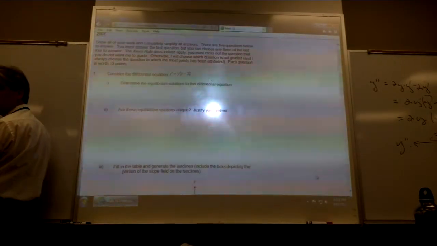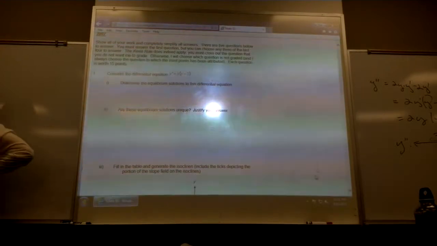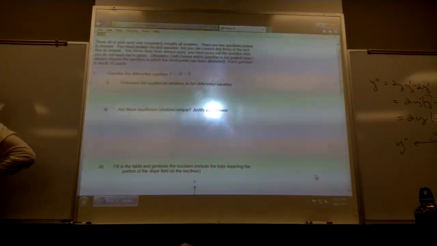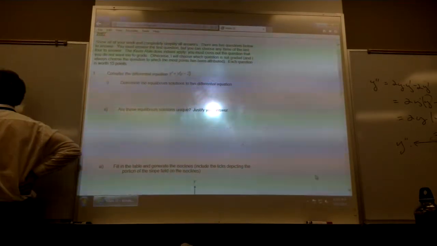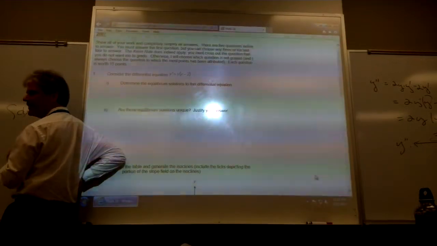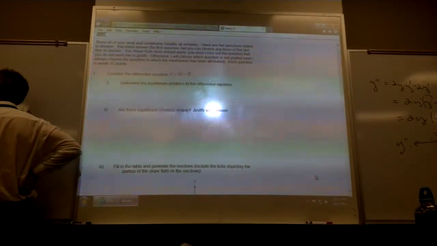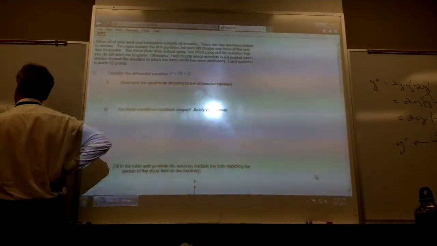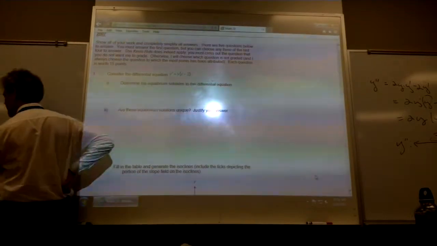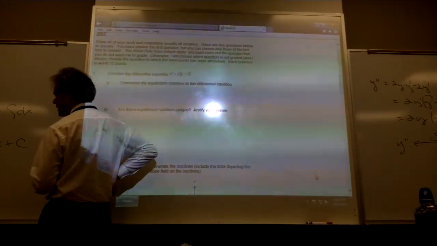Okay. Partial fraction decomposition. Isn't this a piece of cake? My gosh, it's like a 4-liner. Oh, you guys mock me.